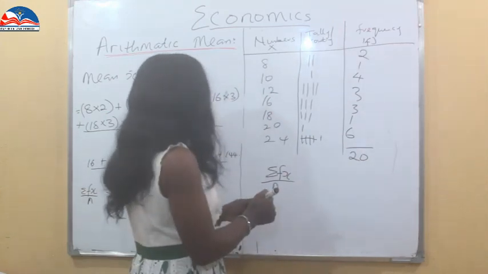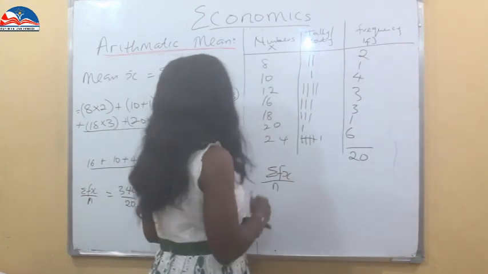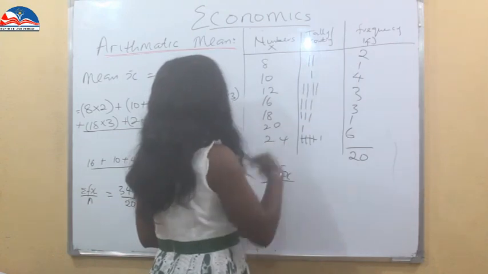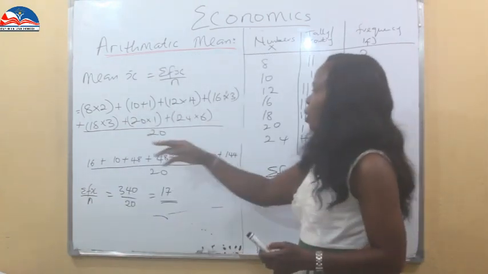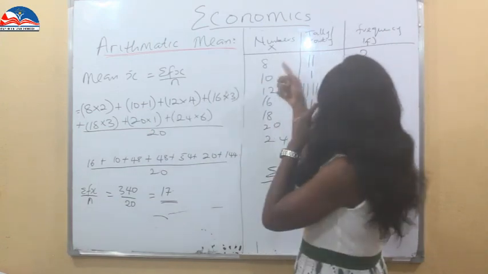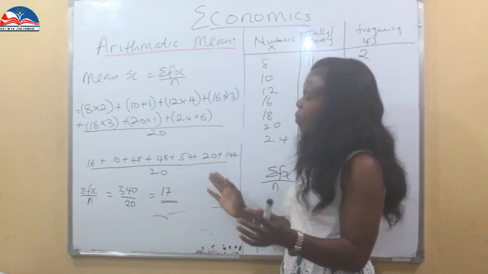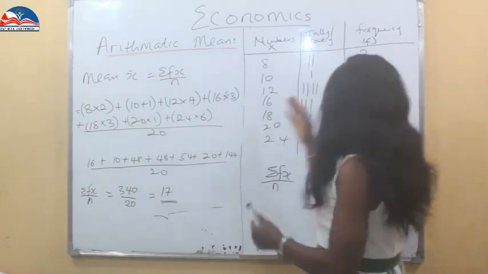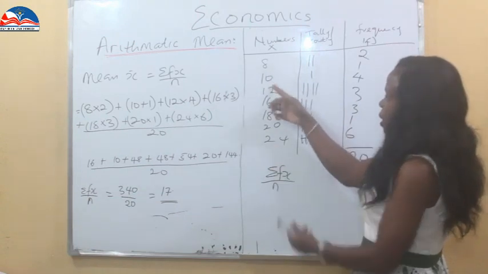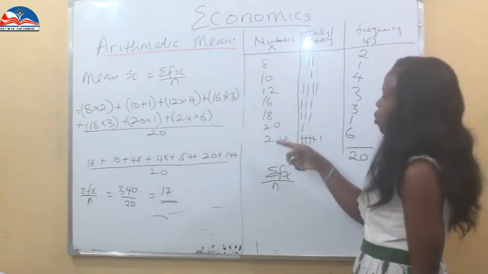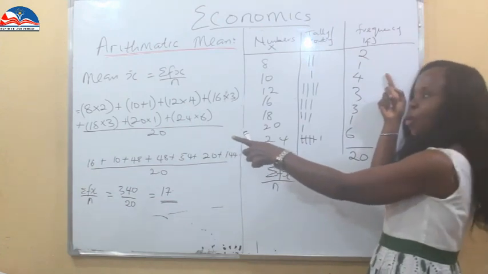But for us to do this, we're going to see 2 times 8 will give us 16, 10 times 1 will give us 10. Let's see how we can do it in a clearer way. We have 8. 8 times 2, you bring it out. You bracket it. Same way you do for all the distribution in this place: 8, 10, 12, 16, 18, 20, 24. You times it by the number of frequency that they occur.